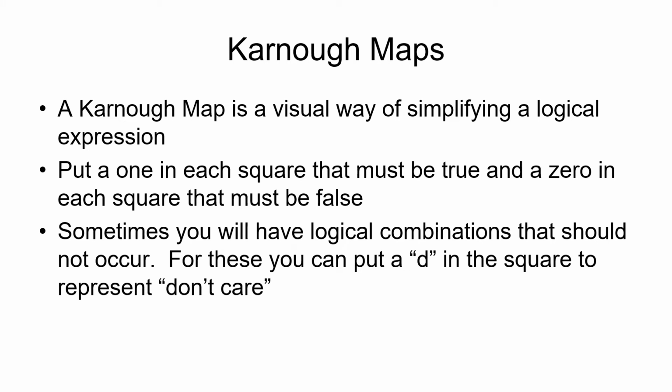We've been using Karnaugh Maps to simplify the expression. Karnaugh Maps draw a square where you set ones in all the values that have to be true and a 0 for all the values that have to be false. Sometimes you'll have equations where there are inputs that shouldn't happen, or you don't care if they happen, and in those cases we'll put a D in the square for don't care. So you'll have zeros where it must be false, ones where it must be true, and D's where it could be either true or false, who cares.